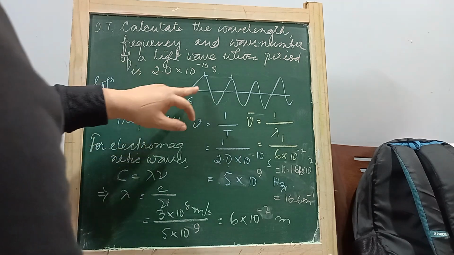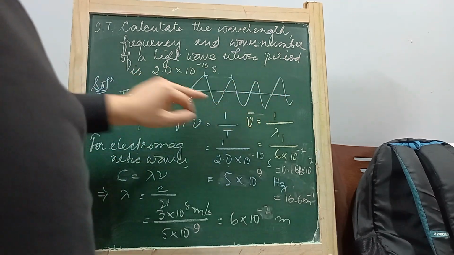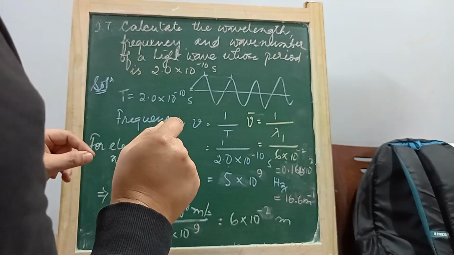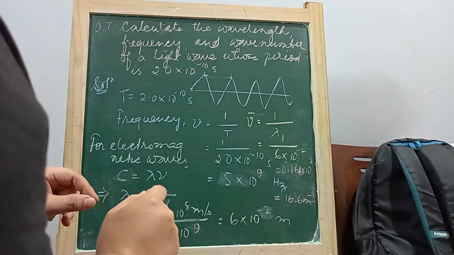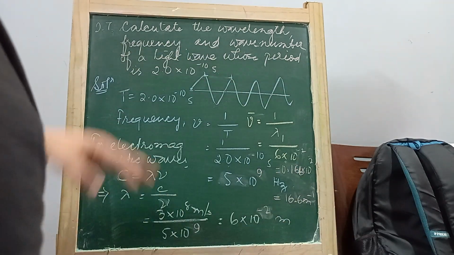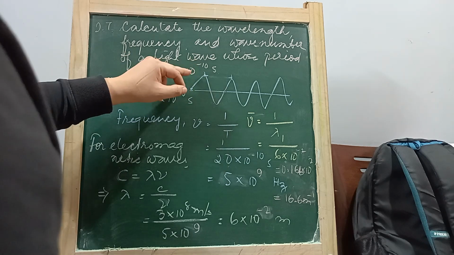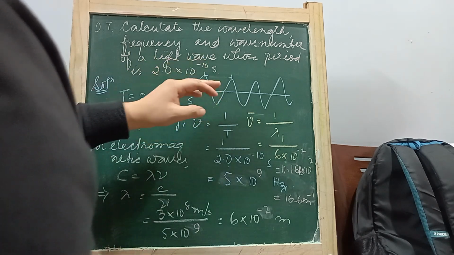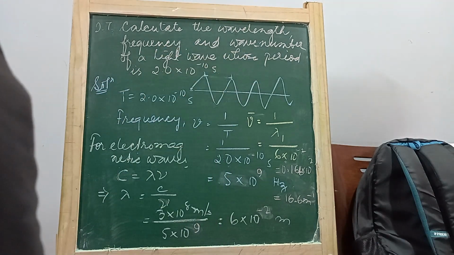So for one complete wave to pass through a point, it takes 2 × 10^-10 seconds. It's a very small time. The wave is traveling very fast. It takes only this much time for one complete wave to pass through a point. That is called the time period.